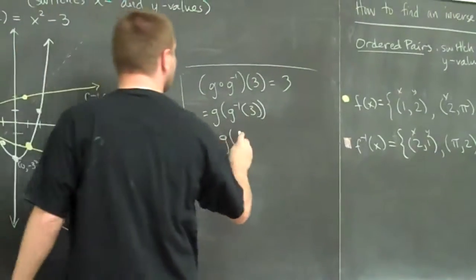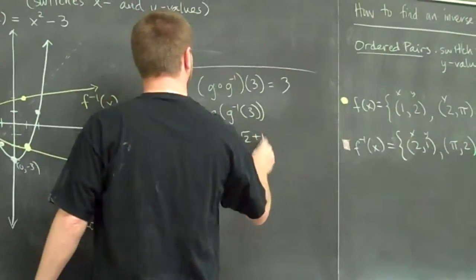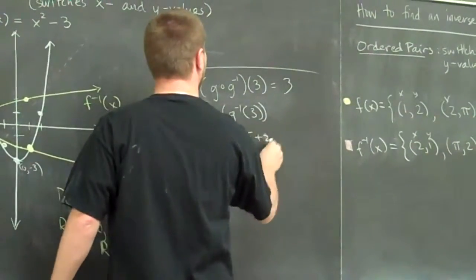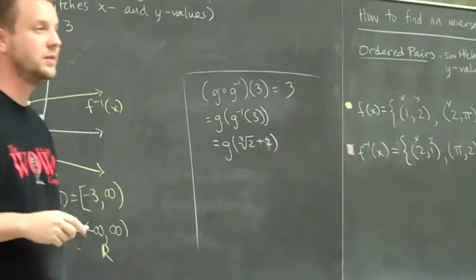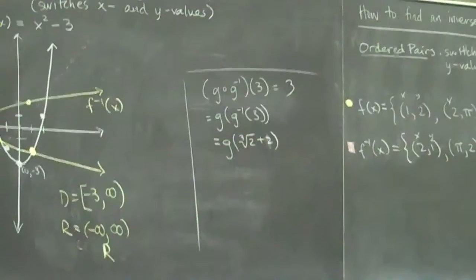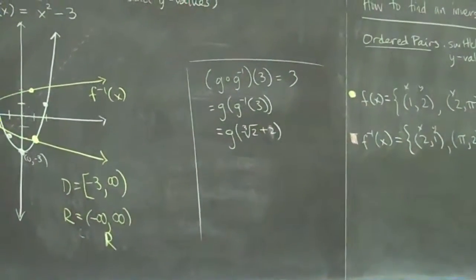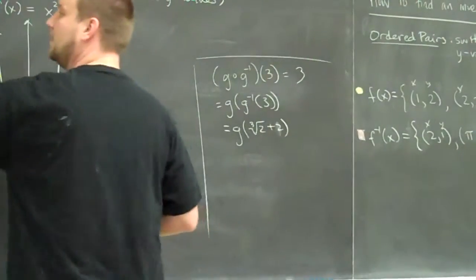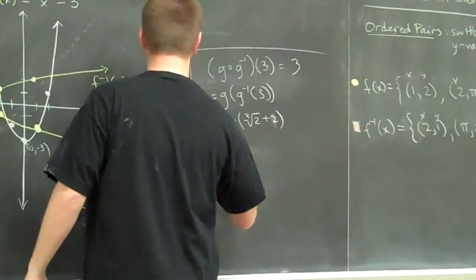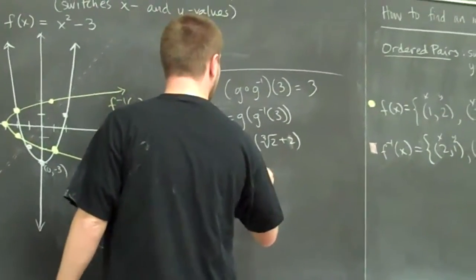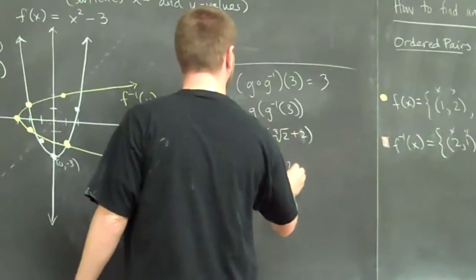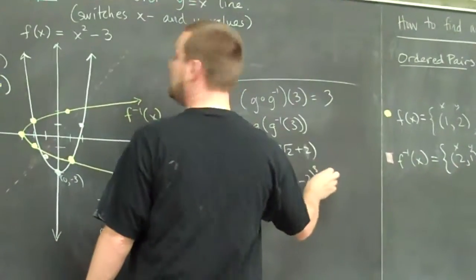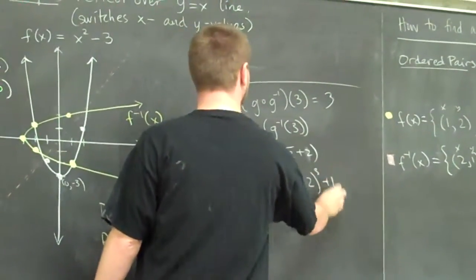Okay, the g inverse of 3, if I plug 3 in here, that's going to be the cube root of 2 plus 2. If I plug 3 in here, 3 minus 1 is 2, right? So then, if I take that number and plug it into g, let's see, what's x? The cube root of 2 plus 2. That's my x. But minus 2, cubed, plus 1.